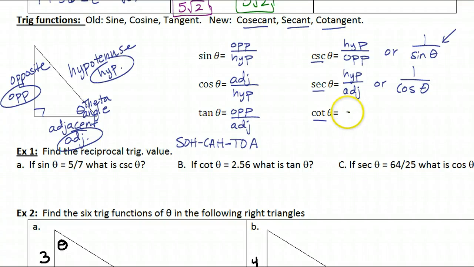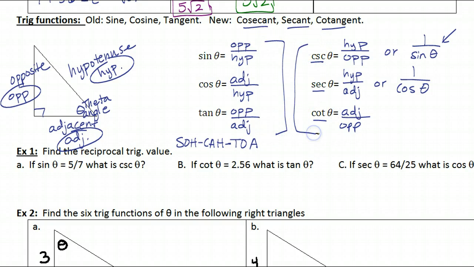And cotangent is adjacent over opposite. And again, all I did was flip the tangent fractions. So if you have these memorized, you have these memorized because all you do is flip them. You just got to remember which one matches with what. And this one is also 1 divided by tangent of theta.